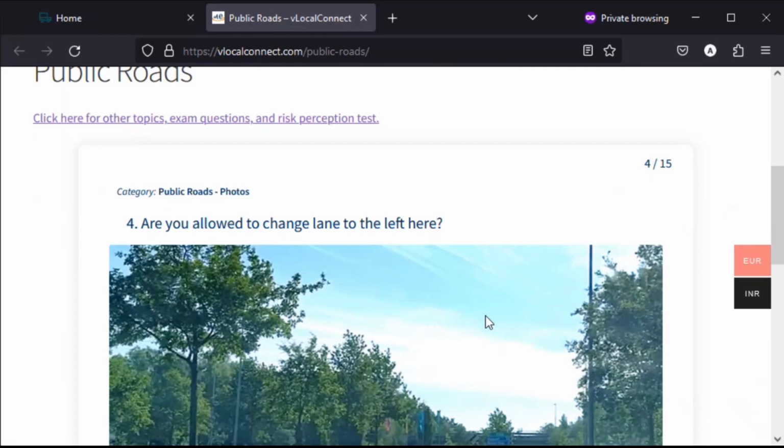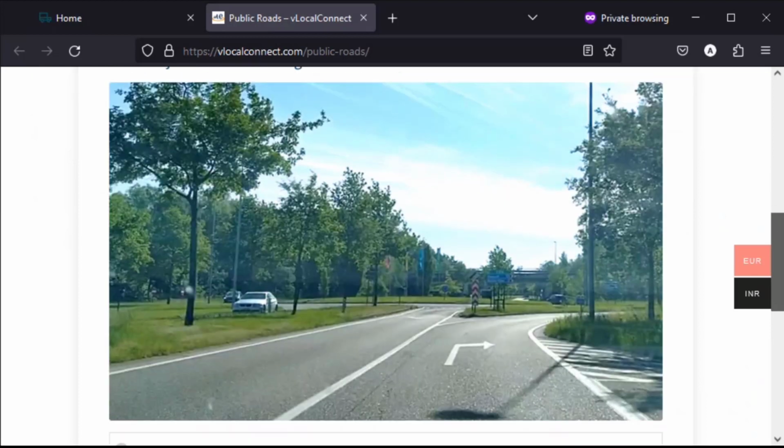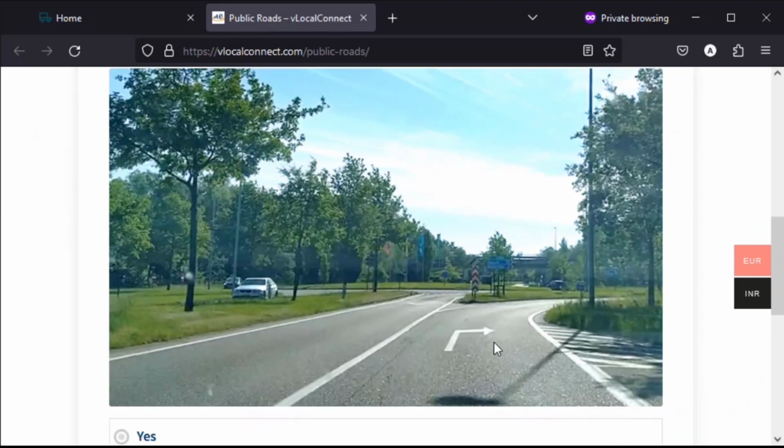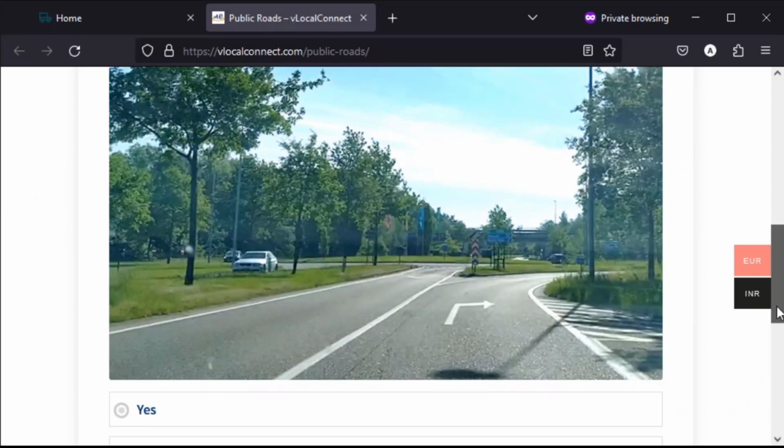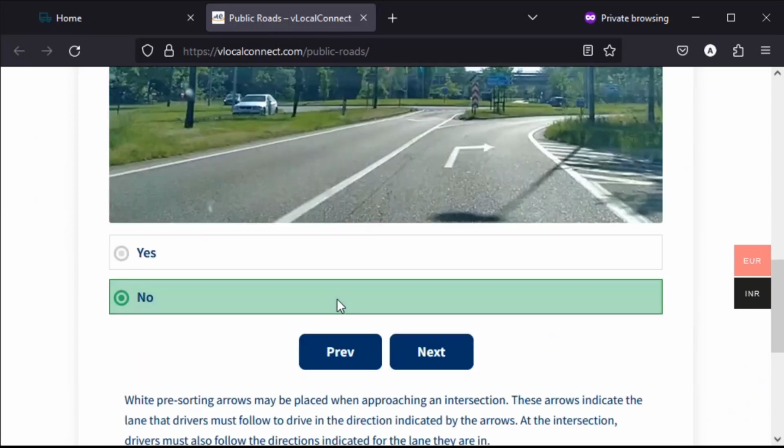Let's move on to the next question, question 4. Are you allowed to change lane to the left here? Let's see. Here, definitely not. This is a continuous line, so we must not change the lane. It's prohibited. So I will say no. Okay, so that's correct.